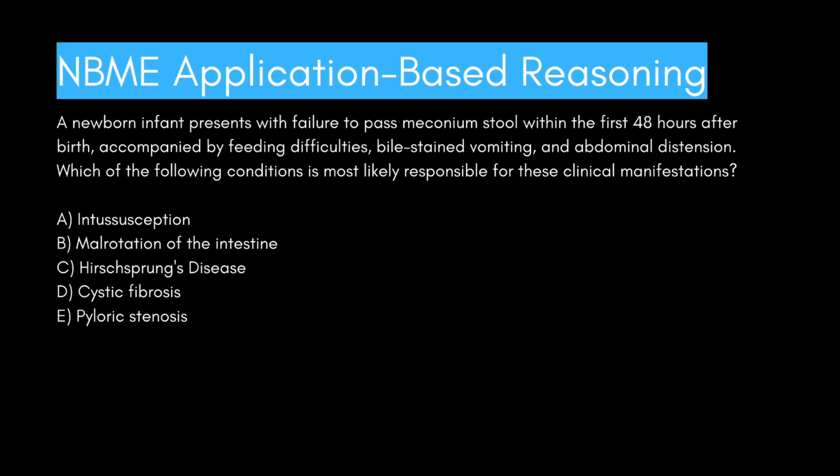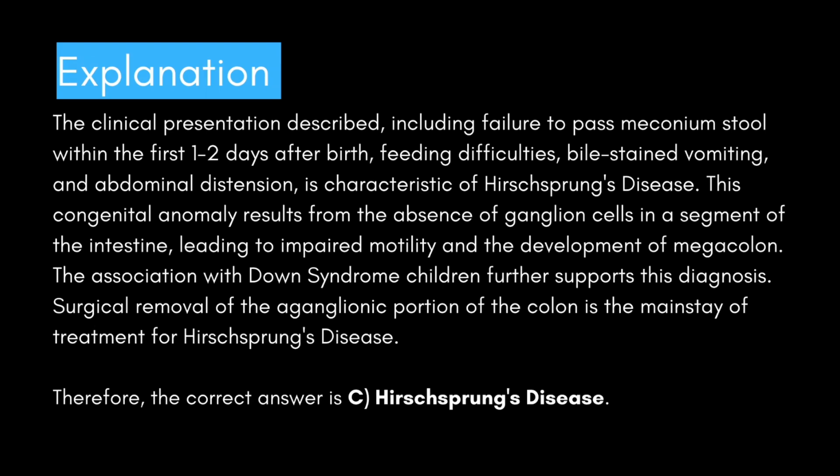Otherwise, moving on now. The clinical presentation described, including failure to pass meconium stool within the first 1 to 2 days after birth, feeding difficulties, bile-stained vomiting, and abdominal distension, is characteristic of Hirschsprung's disease. This congenital anomaly results from the absence of ganglion cells in a segment of the intestine, leading to impaired motility and the development of megacolon. The association with Down syndrome children further supports this diagnosis.